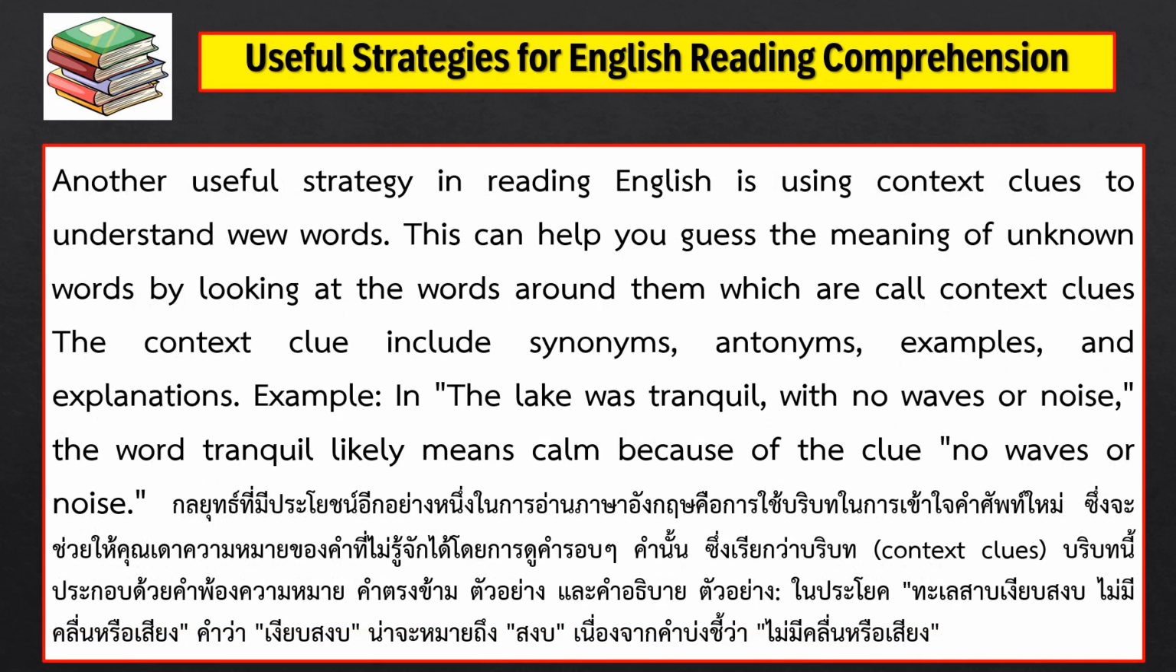Another useful strategy in reading English is using context clues to understand new words. This can help you guess the meaning of unknown words by looking at the words around them, which are called context clues. The context clues include synonyms, antonyms, examples, and explanations. Example: in "the lake was tranquil, with no waves or noise," the word tranquil likely means calm because of the clue "no waves or noise."